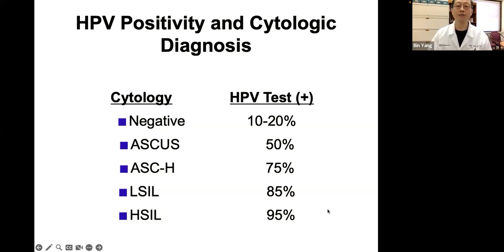If you look at the cervical cytology diagnostic categories, the HPV infection or positive rates are different. Even among those with negative cervical cytology, up to 20% of women are HPV positive. ASCUS is somewhere between 40 to 60%, with an average of 50%. ASC-H, 75%. Then when you go to dysplasia, the HPV positive rate gradually increases.